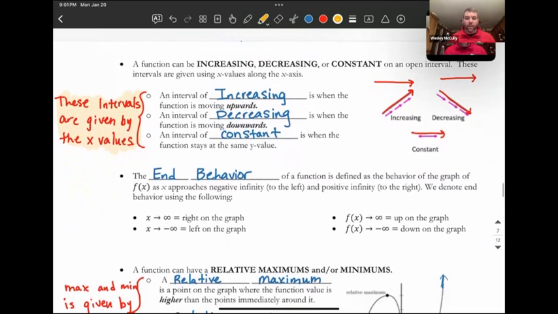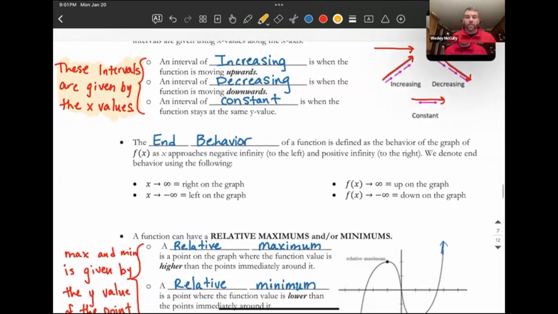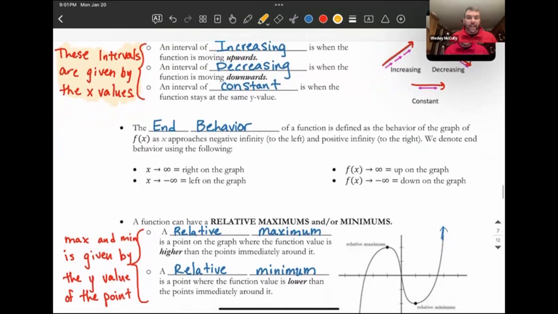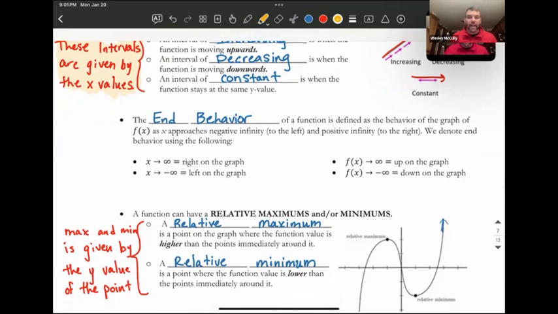The end behavior of a function is defined as the behavior of the graph of f of x as x approaches negative infinity to the left and positive infinity to the right. We denote end behavior using the following. X approaches infinity means right on the graph. So if x is going to positive infinity, it's going to the right. X approaches negative infinity means that it's going left on the graph. So we say things like as x approaches infinity or as x approaches negative infinity. So as we're going to the right or as we're going to the left is what that means.